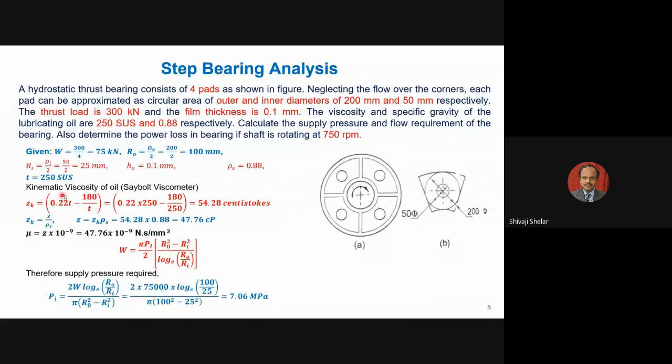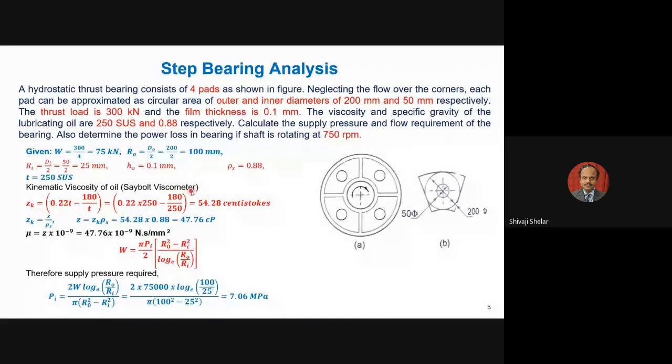You have been given the kinematic viscosity of oil in terms of Saybolt universal seconds, so you have to use the Saybolt viscometer. For the Saybolt viscometer, we have a relation, which I explained in the second last lecture. ZK, the kinematic viscosity, is equal to 0.22 T minus 180 upon T, where T is the Saybolt universal seconds. Saybolt universal seconds are 250 here. If I put this value of 250 seconds, we get ZK equal to 54.28 centistokes.